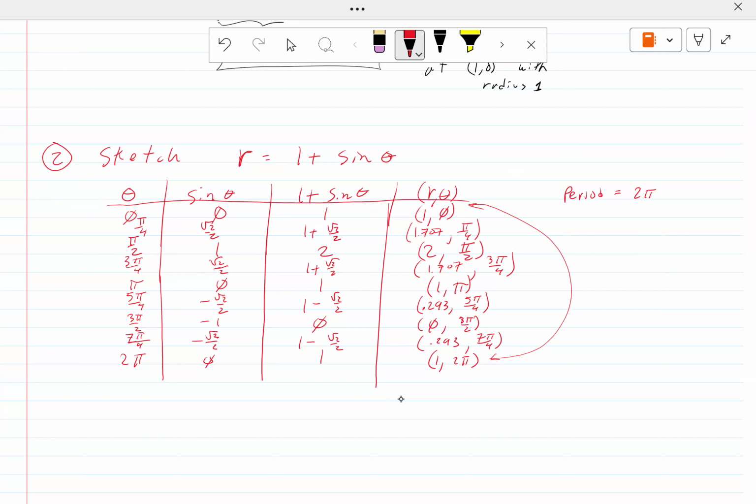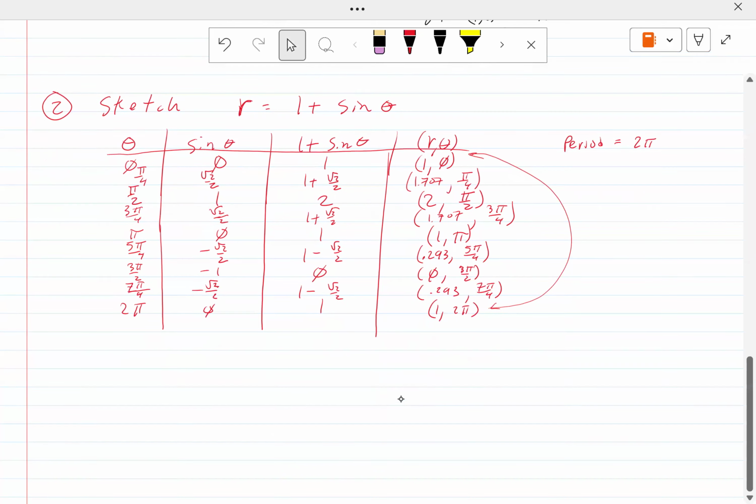Not all polar equations will have a period. They may not cycle at all. One example is r equals theta. If you had just r equals theta, that would give you a spiral, and that would not cycle. But this one actually cycles. It will repeat the loops.